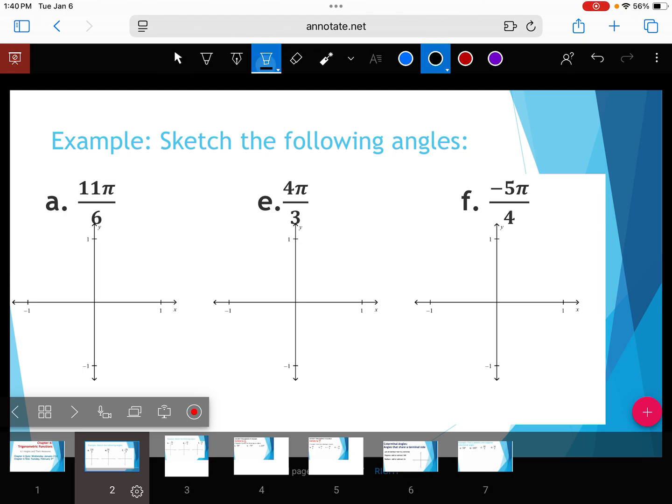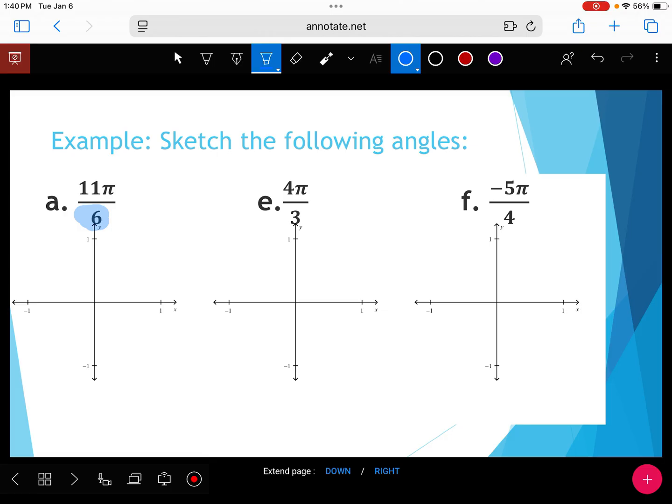So in this example, we have a 6. What is half of 6? 3. So I'm going to count by 3. Now, this is a positive angle, though, which means I'm going to start here and I'm going this direction. So starting at 0, I'm counting by 3. 0, 3, 6, 9, 12.